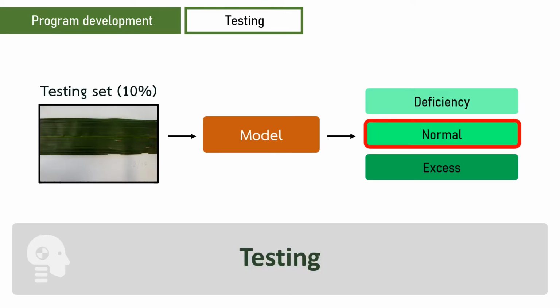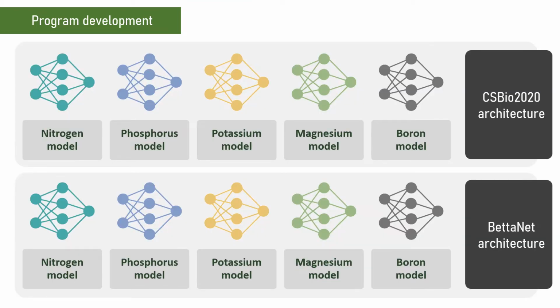And for the testing step, we use the trained model from the training step to predict the range of nutrients from leaf images in unseen data, or the testing set. Using each model architecture, 5 models have been trained and tested separately for 5 kinds of nutrients.